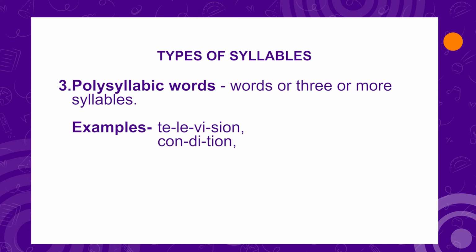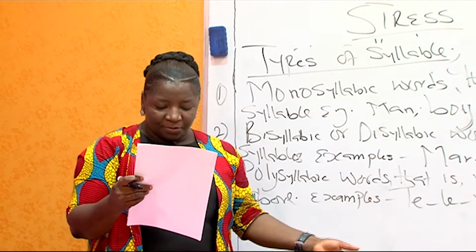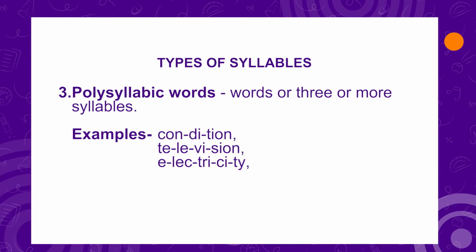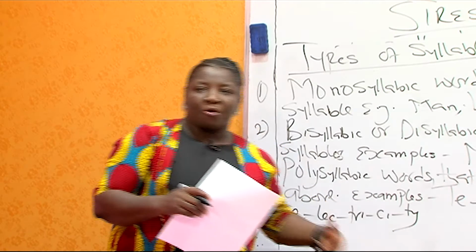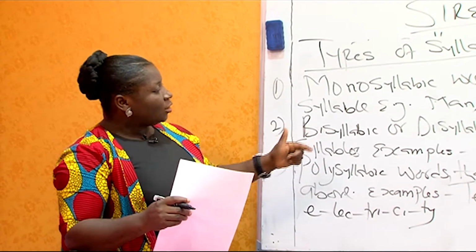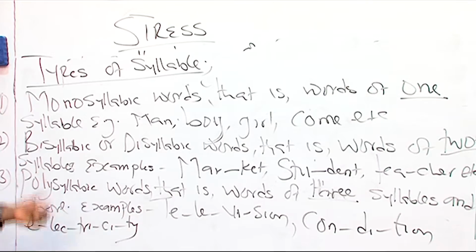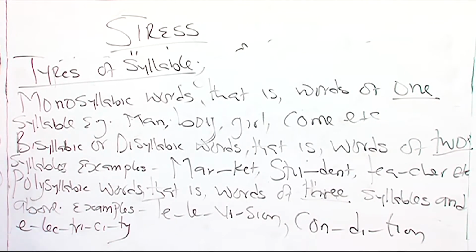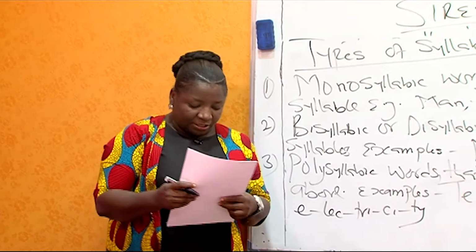Television, 4. Number two, we have condition. How many? 3. Word of what? 3 syllables. Number 3 example, we have words like electricity. If you count, this is 1, 2, 3, 4, 5. Like we said, the polysyllabic words are actually these words of 3 or more syllables, as can be seen by the example illustrated here on the board.